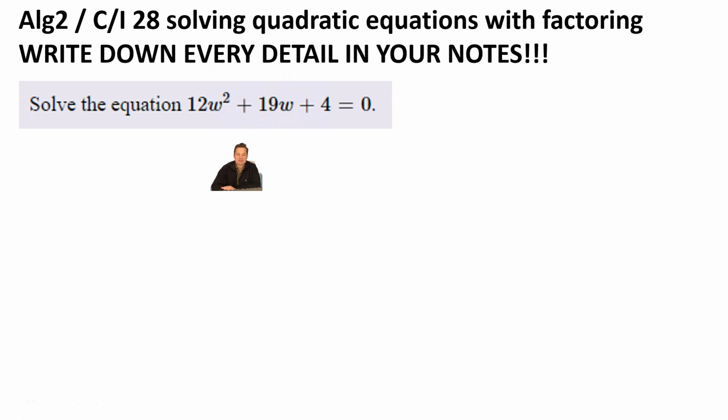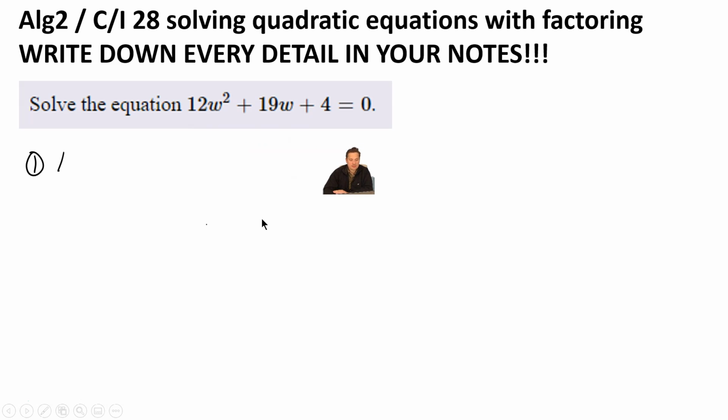In this one, let's take a look at solving this equation. It says 12w squared plus 19w plus 4 equals 0. So I'm going to factor the left side using the AC method of factoring with grouping, and then we'll take it from there. Remember, to solve an equation like this simply means to find the values of w that make the left-hand side equal to 0. So let's go through that process.